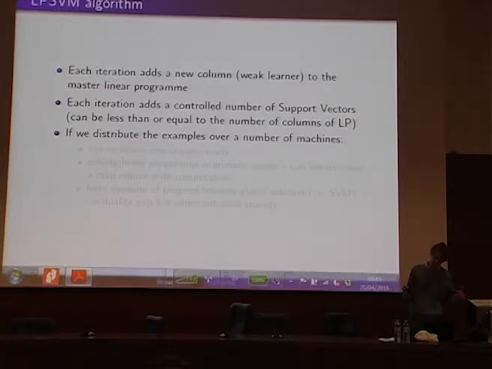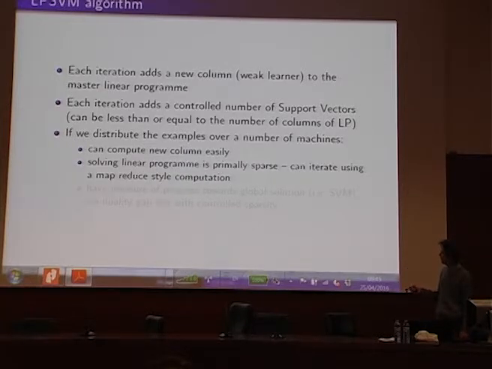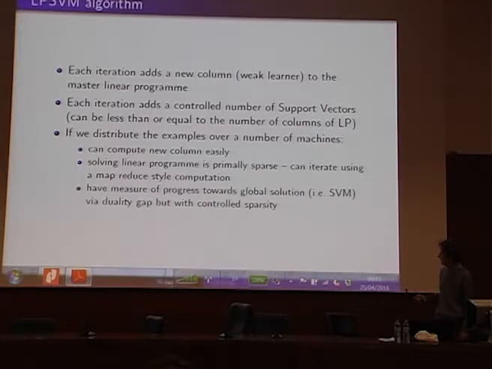So we can now distribute over a number of machines. We can compute a new column easily. We can solve the linear program because it's primarily sparse. We can iterate using a MapReduce style computation, and we have a measure of progress towards the global solution via the duality gap. So this gives us a controlled way of getting a trade-off between the sparsity, the number of support vectors we're actually using, and the quality of solution that we're actually achieving with that level of sparsity. So that's the key way of controlling the sparsity.